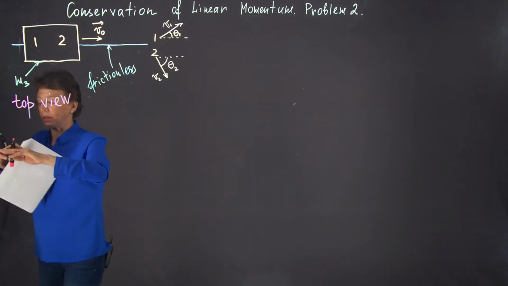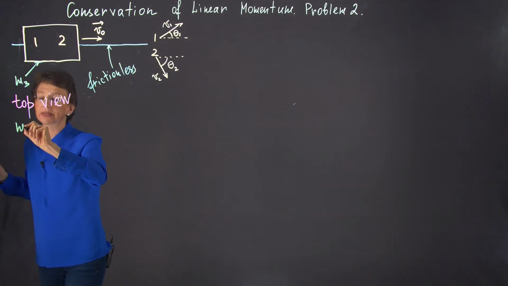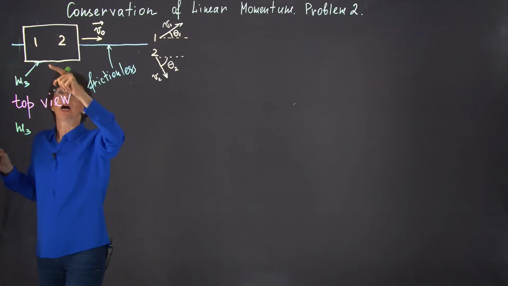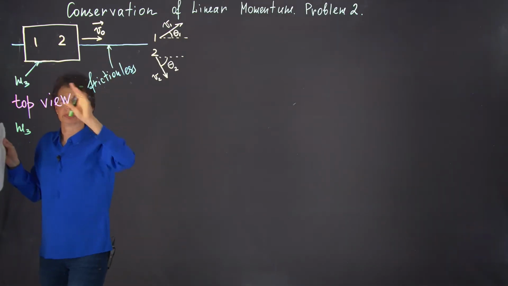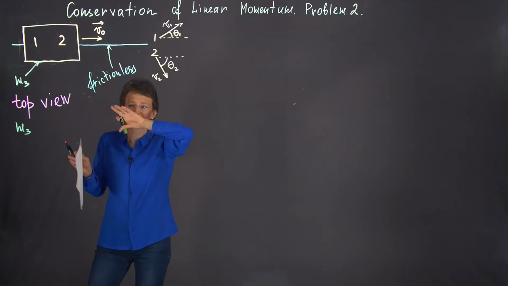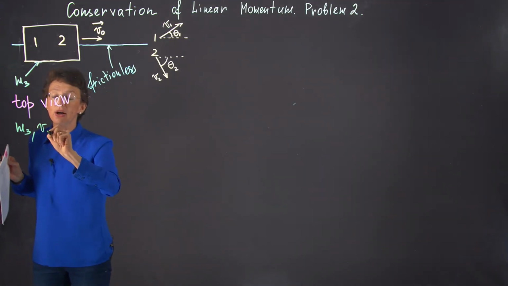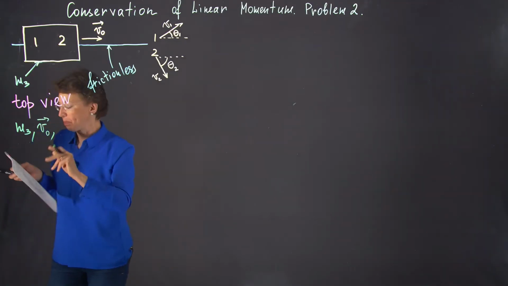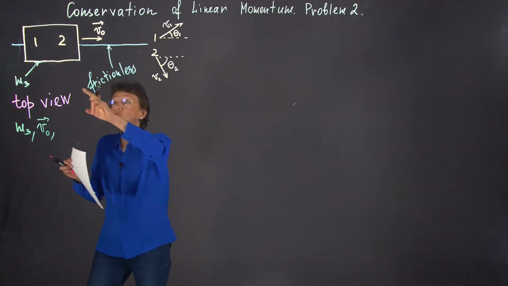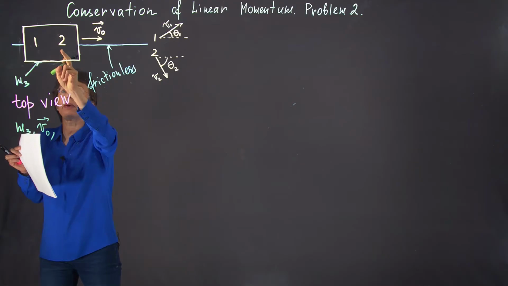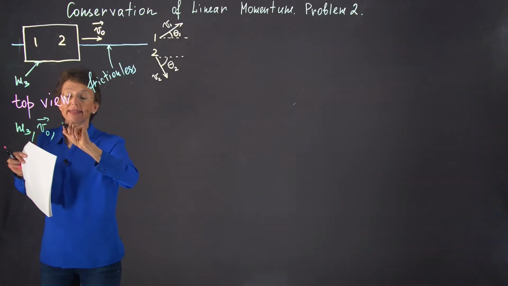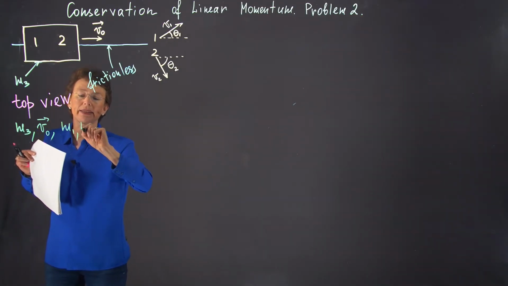So we know m3. We know this velocity of the sled, v naught. What else? There are two riders. Two people are riding this sled with known masses, m1 and m2.